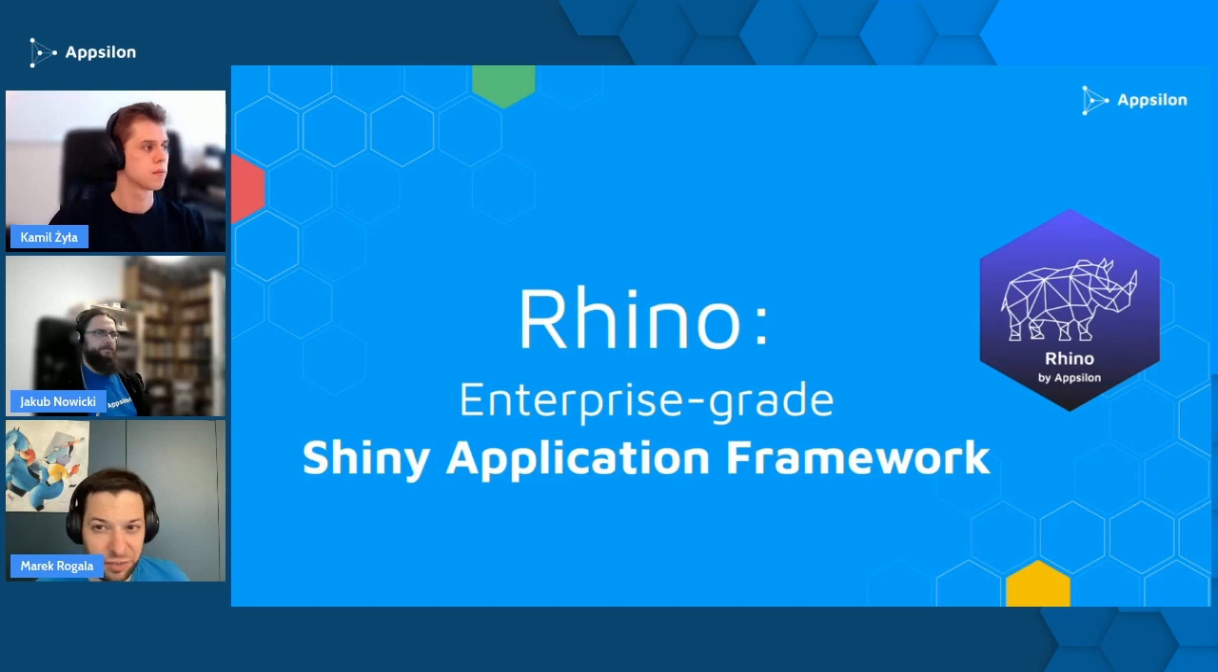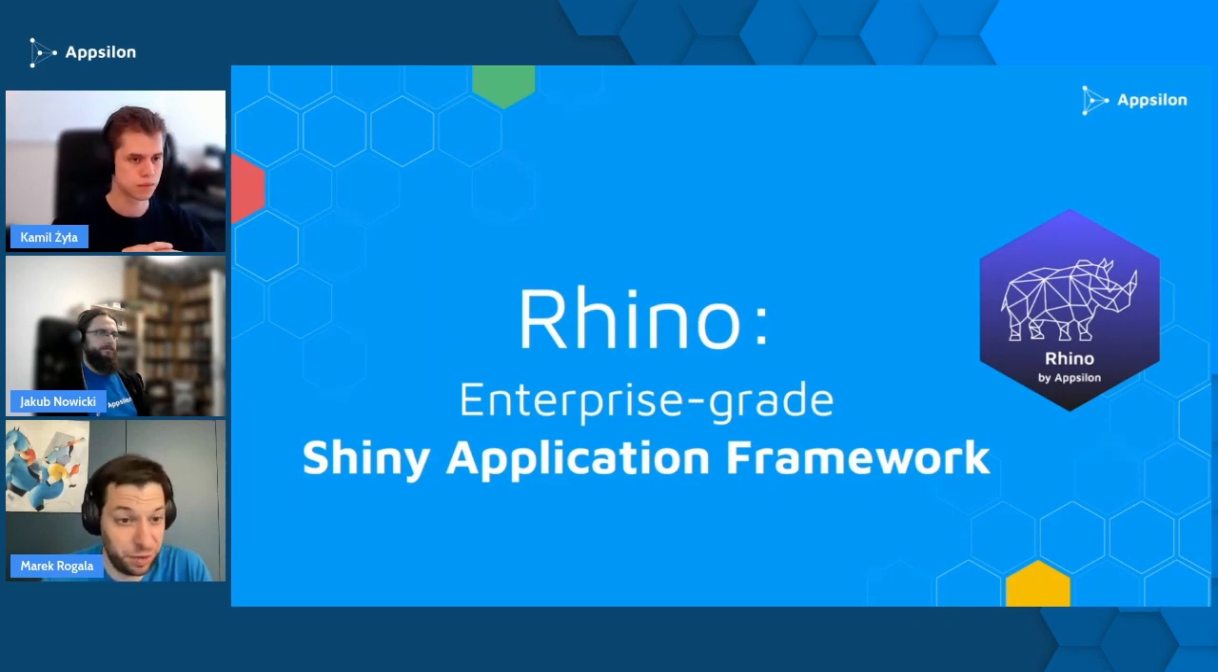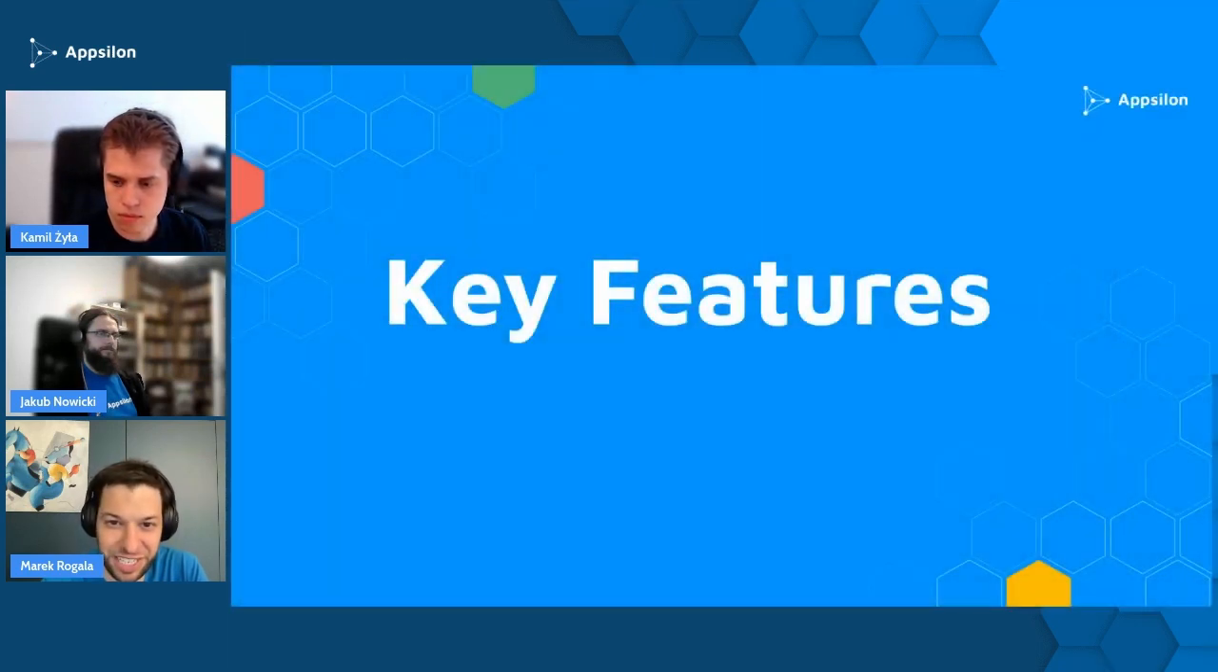Rhino is an opinionated framework that captures what has worked for us over the years. So it's not the only right way to build Shiny applications, for sure. But it captures the way that worked for us. And today we are sharing that with all of you so that it can be helpful to you if you like it. So now let's switch to Kuba Nowicki, one of the co-creators of the package, who will guide you through the key features of Rhino.